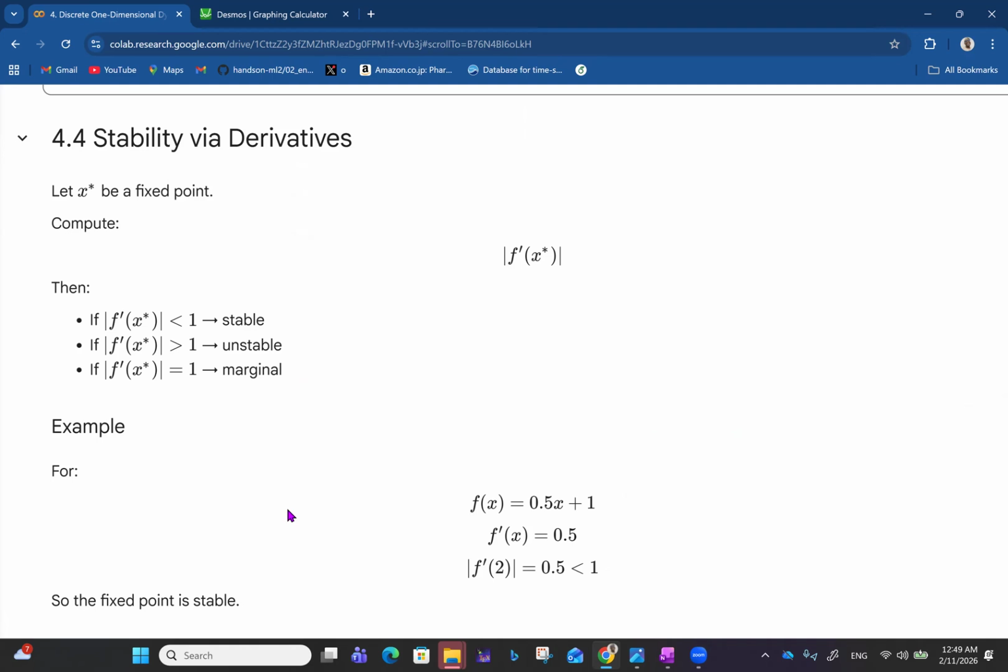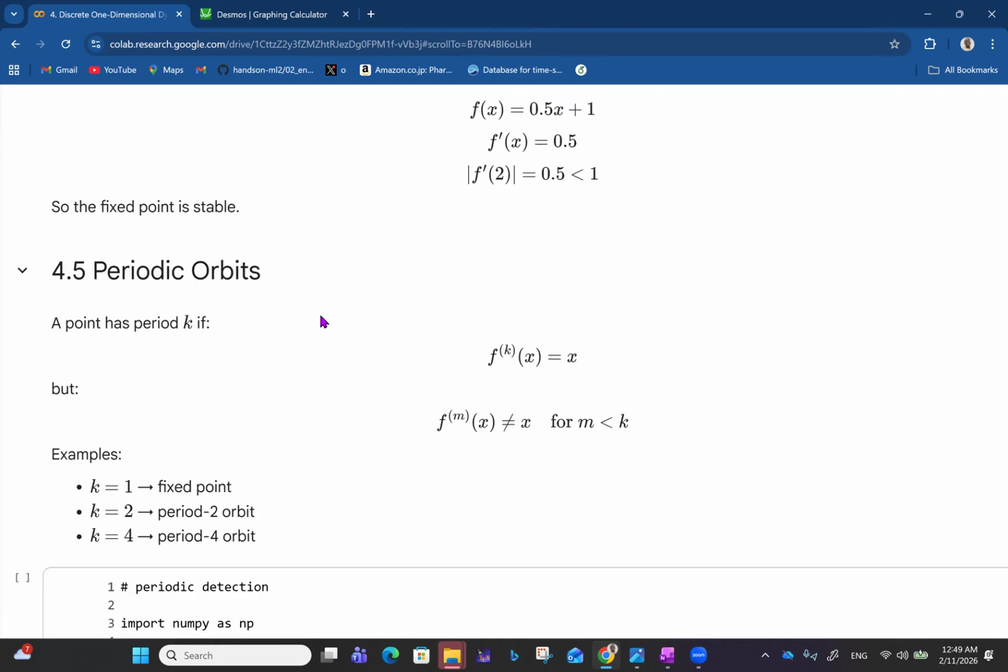So in this case now, you want to find the fixed point. You have f of x is 0.5x plus 1. If you differentiate, you get 0.5. The absolute value of f prime of 2: we already know 2 is the fixed point. But interestingly, the derivative has nothing to do with 2. So whatever it is, the absolute value of f prime of 2 is the absolute value of 0.5, which is less than 1. Because of that, we can say the fixed point is stable in this case, because 0.5 is less than 1 for a discrete case.